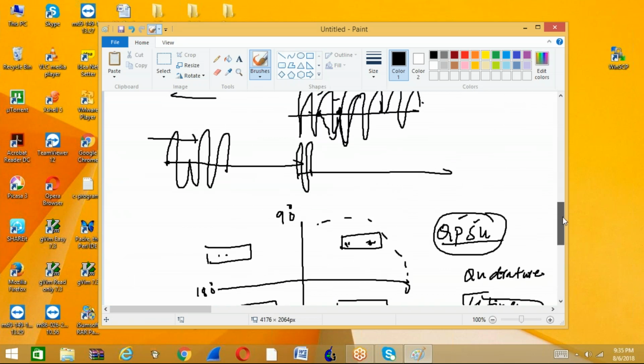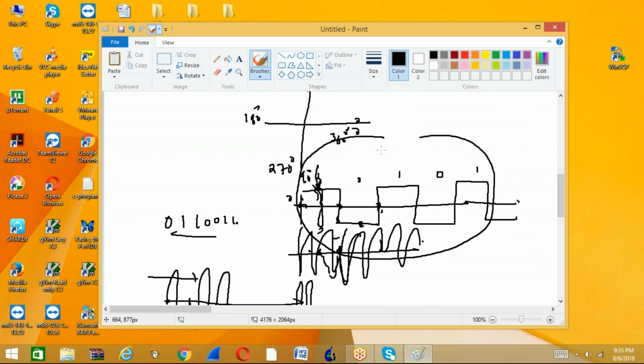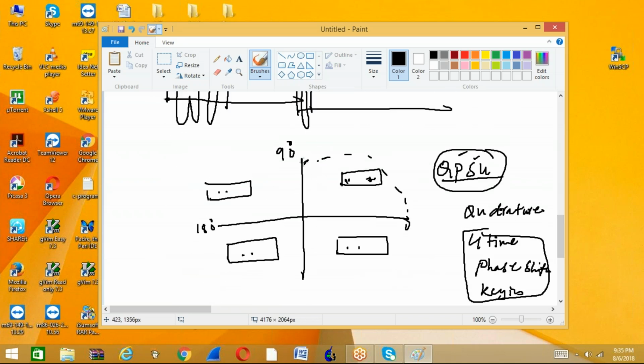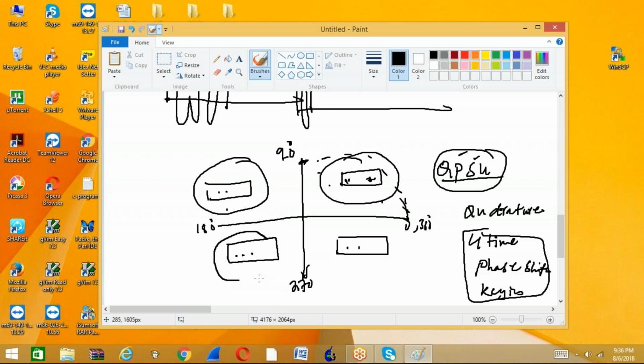So I'll try to represent it, but the cyclic representation is very tough and nobody represents it in this way actually. The actual representation nowadays is this. This is one cycle: 0 to 90, 90 to 180, 180 to 270 and 270 to 360. For 0 to 90 we transfer one symbol, 90 to 180 one symbol, 180 to 270 one symbol, and 270 to 360 one symbol. So this is called one symbol. Okay, modulation.